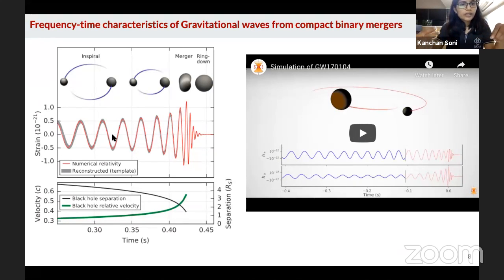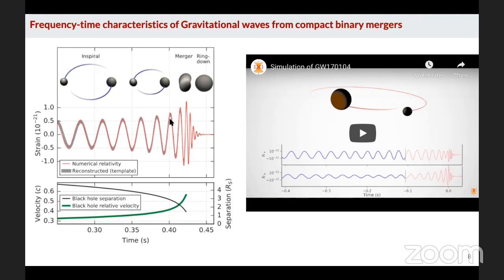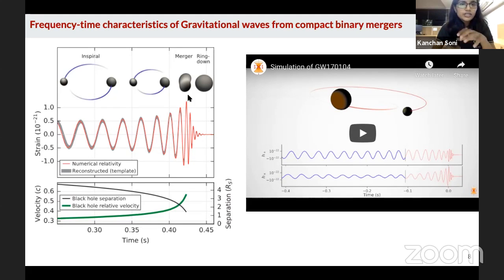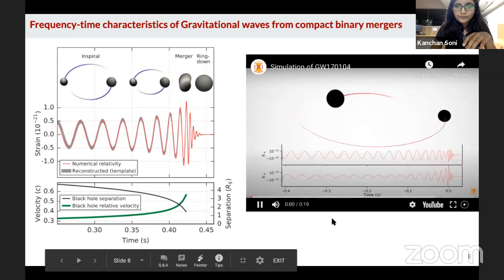But over time, when they come closer, they emit radiation, and this frequency versus strain graph shows that it increases in frequency and in time, and at the end it merges, and we see a ring down part over here. So the overall frequency-time characteristic shows an inspiral, merger and ring down, forming a characteristic chirp-like signal, which we can see in this video.